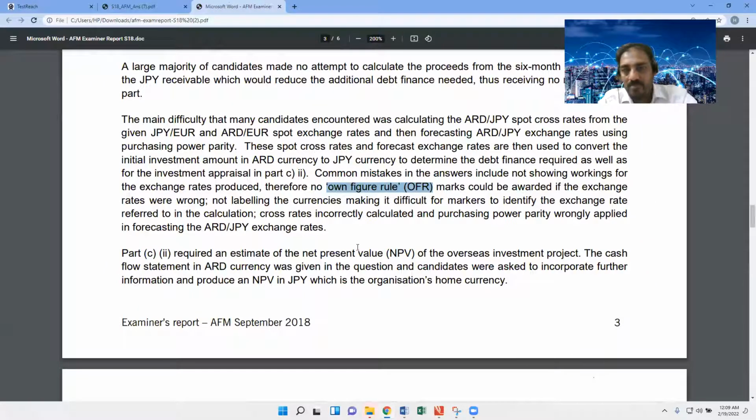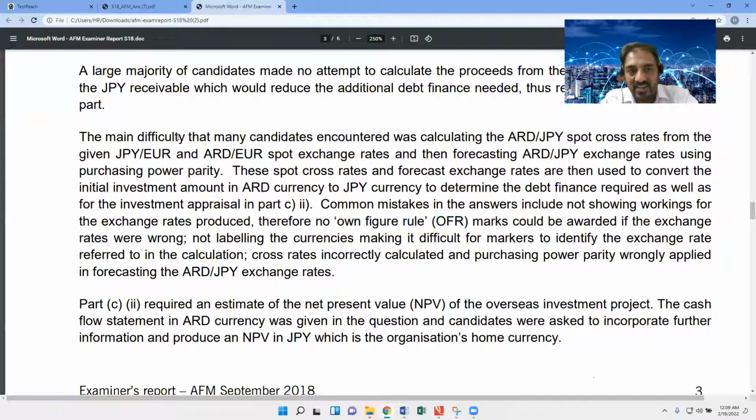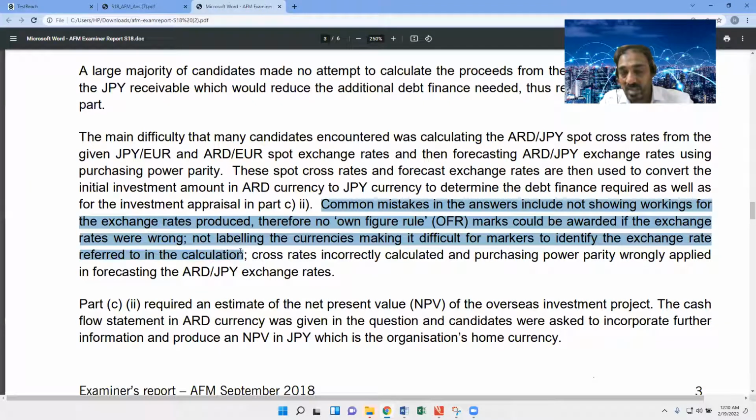What does the examiner say about this? Now come on, report. The main difficulty that many candidates encountered was calculating the cross rate. That is the deliberate hard part. Common mistakes in the answer include not showing working for the exchange rates produced. Therefore, no OFR. Even if something is hard, you have to put in effort and show working. The examiner will consider own figure rule marks. If you produce no working, no OFR would be awarded if exchange rates are wrong. Not labeling the currencies makes it difficult for markers to identify the exchange rate referred to in the calculation. Cross rate incorrectly calculated and purchasing power parity wrongly applied in forecast exchange rates.